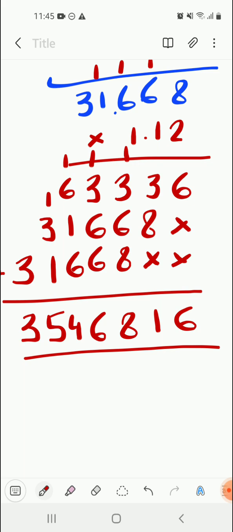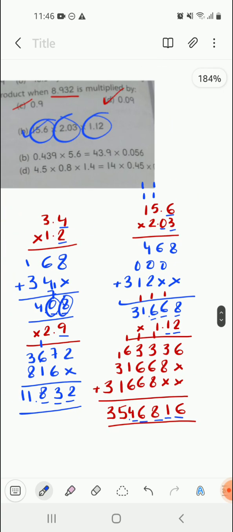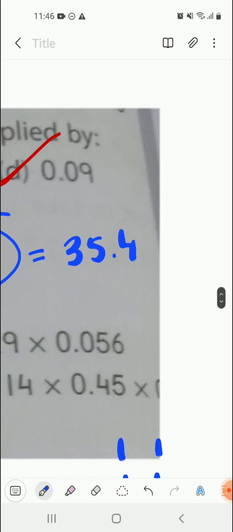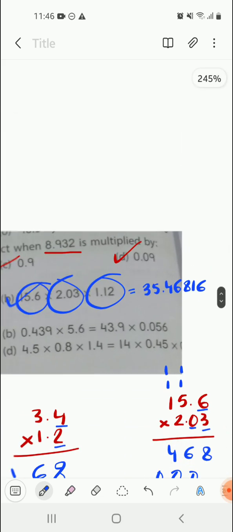Now check the decimal places. In the question, the decimal place was 1, 2, 3, 4, 5. So in the answer, the decimal place will be 1, 2, 3, 4, 5. So insert a decimal point right before that. So the answer becomes 35.46816. So the answer to this question will be 35.46816. That's it.